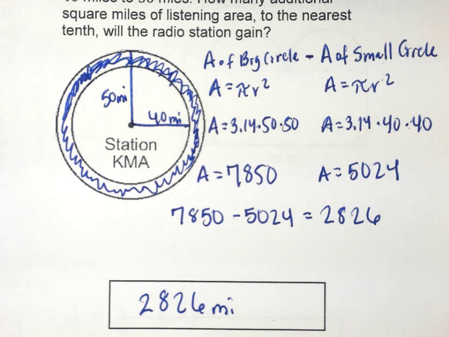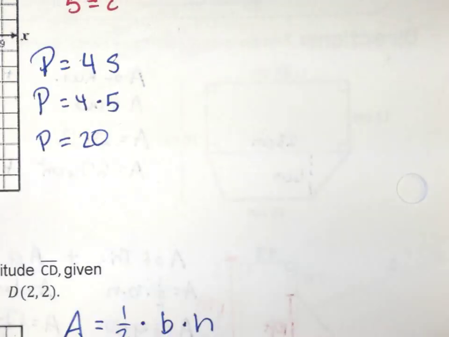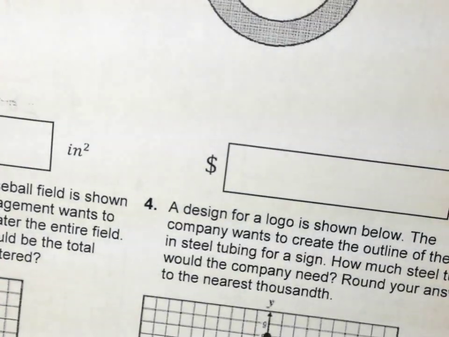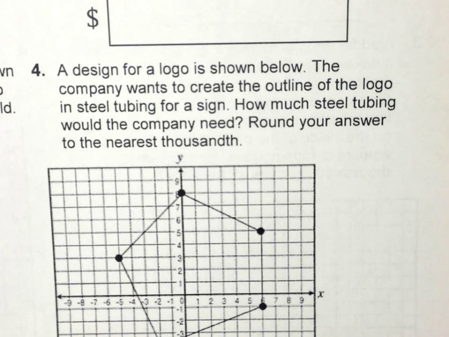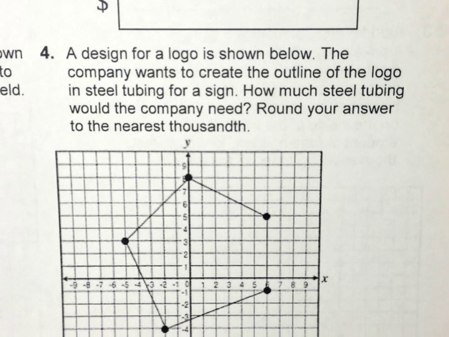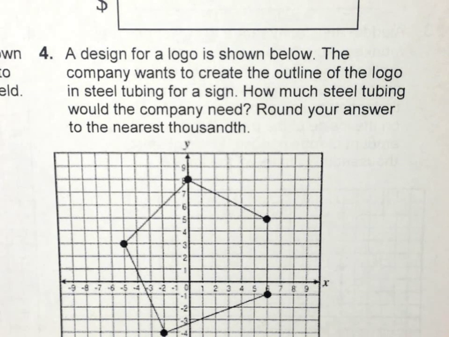Only other thing I have to say is, like I said, you got to decide when you're doing area or perimeter on these graphing ones. For example, on number four on the front, I need y'all to make the right decision. I'm back to the front, y'all. Number four says a design for a logo is shown below. The company wants to create an outline of a logo of steel tubing for a sign. How much steel tubing would the company need? Round your answer to the nearest thousandth. That's three decimal places.